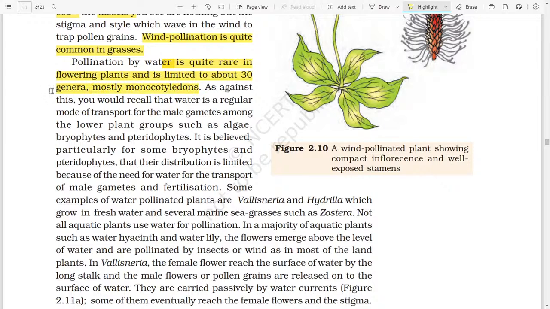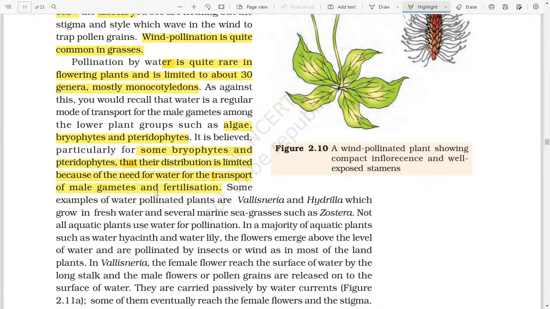As against this, you would recall that water is a regular mode of transfer for the male gamete among the lower group plants, such as algae, bryophytes, and pteridophytes. It is believed, particularly for some bryophytes and pteridophytes, that the distribution is limited because of the need for water for the transport of the male gamete for fertilization.